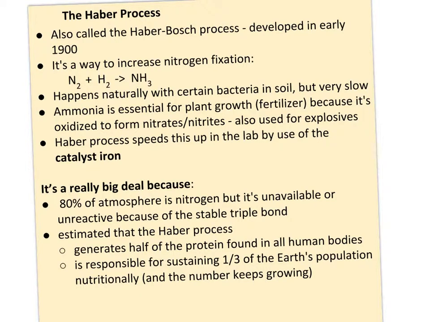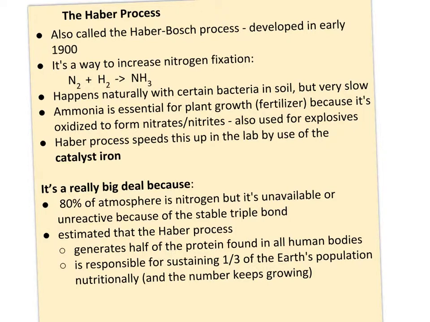The last thing to mention is this idea of the Haber process. It's also called the Haber-Bosch process, and it was developed in early 1900. And it's a big deal because it's a way to increase nitrogen fixation or make ammonia. And ammonia is essential for plant growth. It's fertilizer. So naturally in the soil, beans and some other things contain nitrogen-fixing bacteria, but it's a very slow process. And as you know, we approach 7 billion people. If we wait for Mother Nature to take care of the soil, we cannot grow enough food to feed the world. So what the Haber process does is it speeds it up.